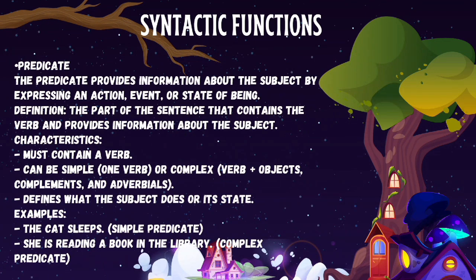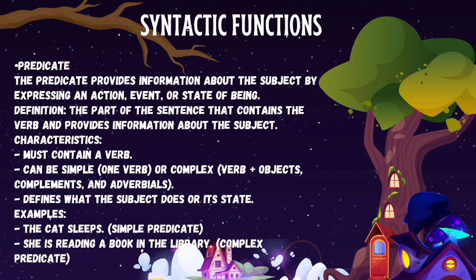Predicate. The predicate provides information about the subject by expressing an action, event, or state of being. Definition: the part of the sentence that contains the verb and provides information about the subject. Characteristics: must contain a verb. Can be simple, one verb, or complex, verb plus objects, complements, and adverbials. Defines what the subject does or its state. Examples: The cat sleeps. Simple predicate. She is reading a book in the library.